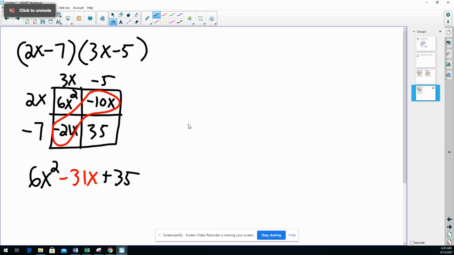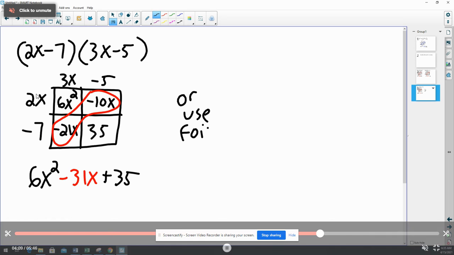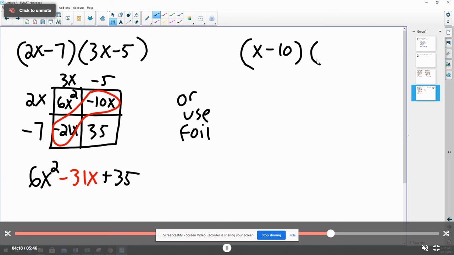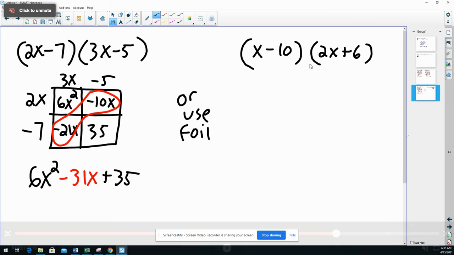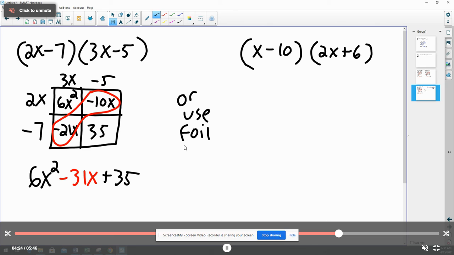Okay, or some of you might be used to the FOIL method. Again, I prefer this method, but I will show this. So we have x minus 10 times 2x plus 6. Okay, F stands for first, so our first numbers in both binomials. So x times 2x is 2x squared. And follow the color code, right?